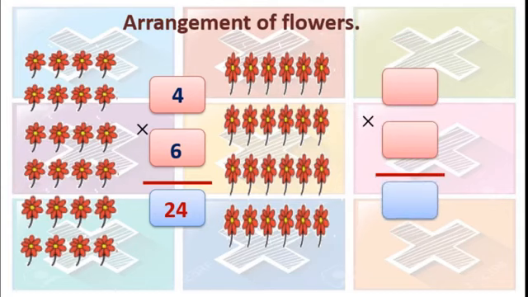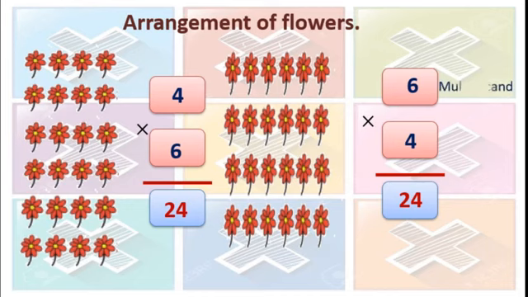Okay. Now here we will write 6 because each row has 6 flowers. How many rows? 4 rows. So we are going to use here 6 times table. 6 fours are 24. Yes. Something is special here. Can you guess? Yes, you are right. 4 6s are 24 and 6 4s are also 24.